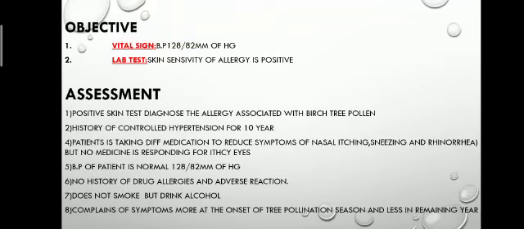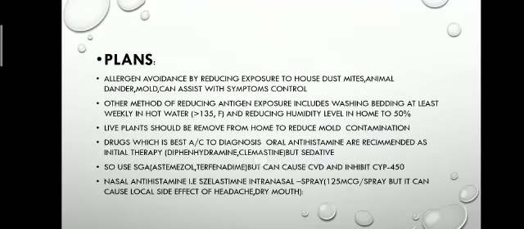Assessment means judgment on the basis of diagnosis of other disease. Positive skin test diagnoses that the allergy is associated with birch tree pollen. History of controlled hypertension for 10 years. The patient is taking different medications to reduce the symptoms, but no medication is responding for itchy eyes. He has a blood pressure of 128/82 mmHg, which is normal. No history of adverse drug reaction. Does not smoke but drinks alcohol. The complaints become more prominent during the tree pollination season and less during the remaining year.